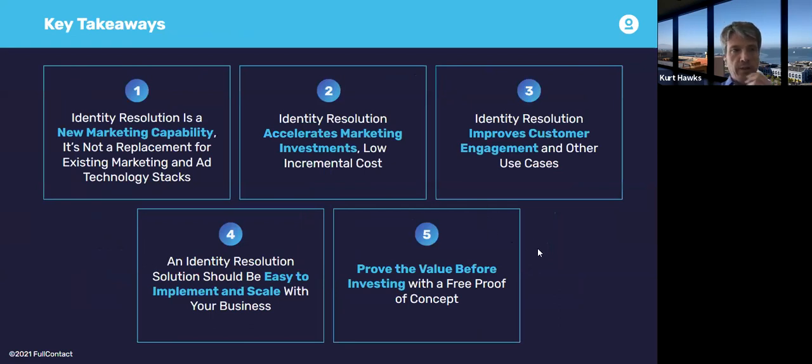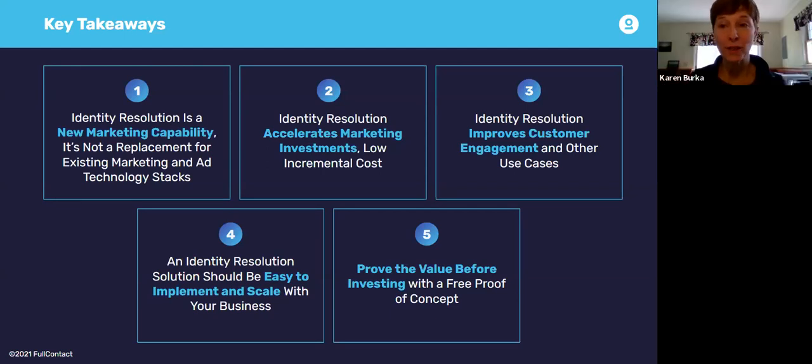So Karen, I'll turn it over to you to talk about some key takeaways and summarize the discussion. Great. Yeah, I was so busy listening to you, Kurt. It's some great information. So audience, there's a lot of takeaways. We've gone through a lot of information and we tried to distill it down into these 5. I'm just going to go through them quickly because I know we want to have some time for some of your questions.